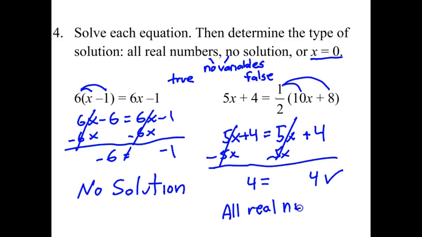So on both of these, there are no variables, they're canceled out, just like we said earlier. On the left side, there's something left over. These are not the same. It's a false statement, so it's no solution. Here, that's the same number, so it's all reals.